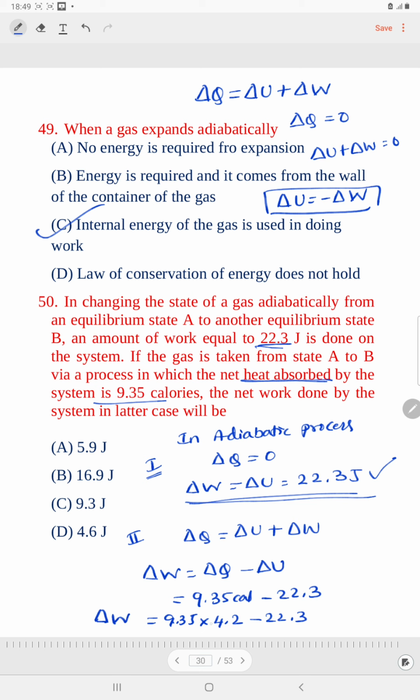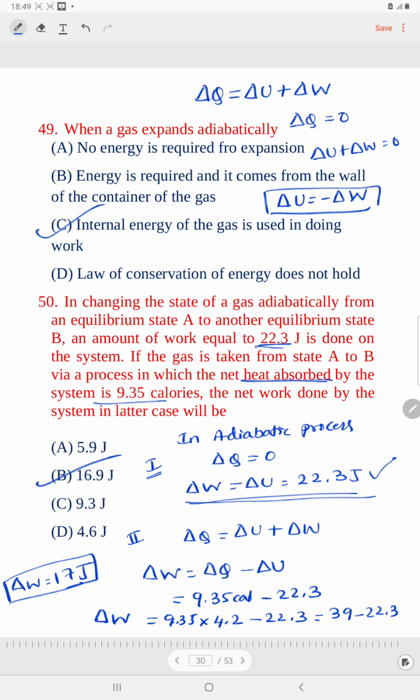9.35 times 4.2, if you calculate, it's almost in the 40 range or 39. It's almost 39 something minus 22.3. If you take the difference, the work done is going to be around 17 joule, almost 17 joule, which is going to be option B.